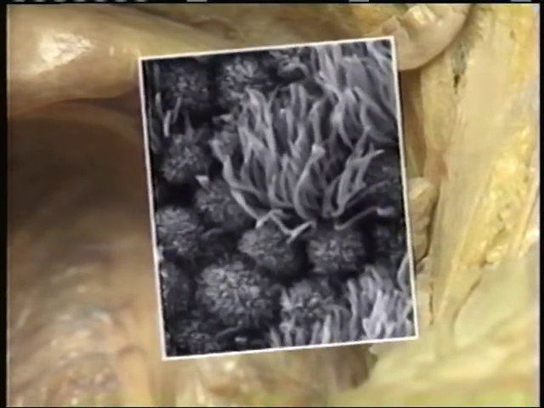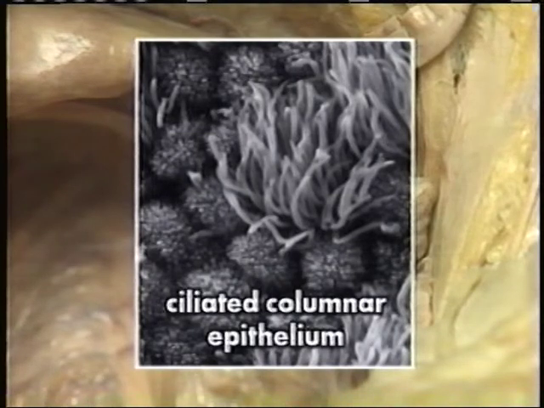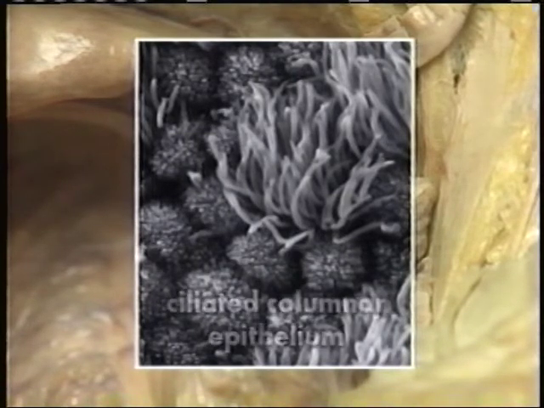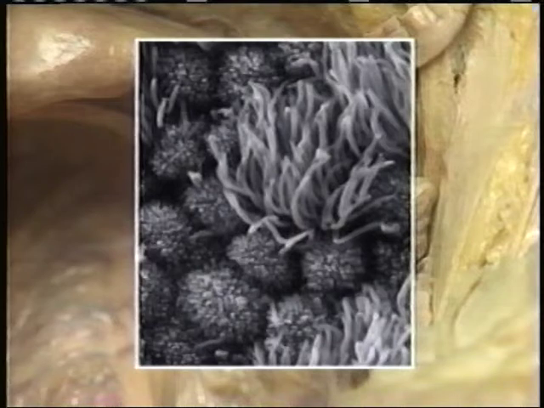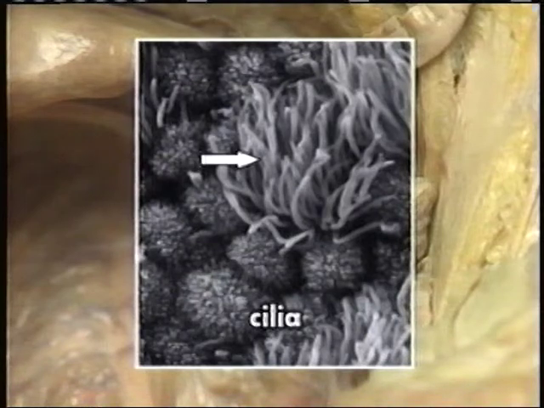Each uterine tube is lined with ciliated columnar epithelium, and its middle layer is composed of smooth muscle. Peristaltic contractions of the smooth muscle and the sweeping movements of the cilia guide the oocyte through the uterine tube towards the uterus.